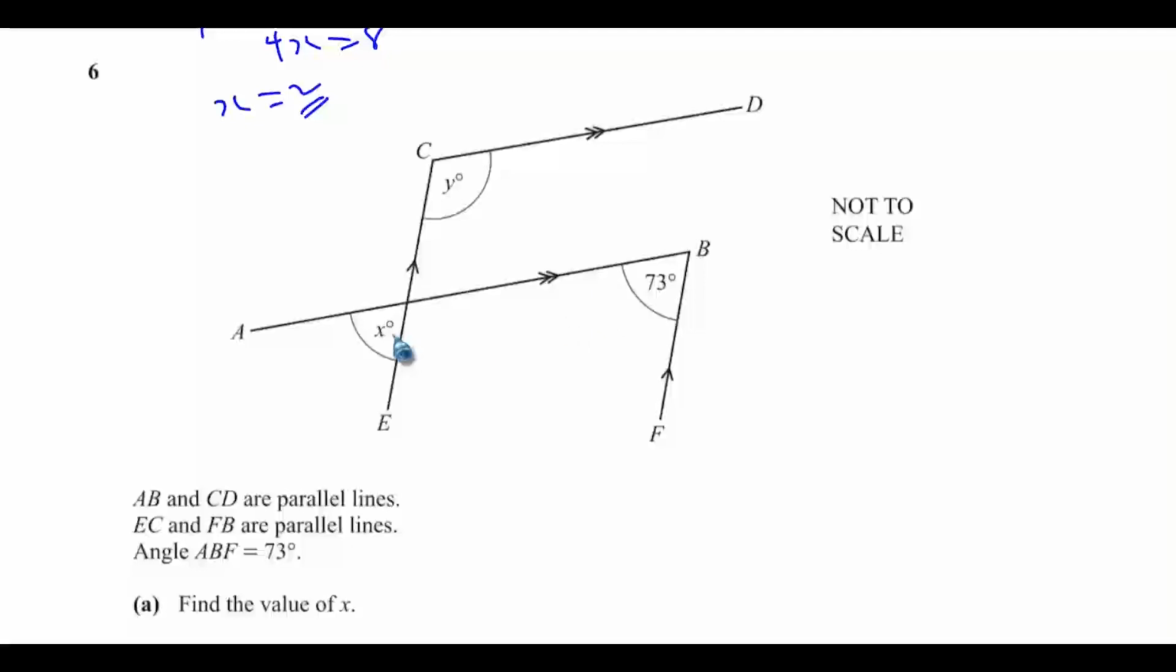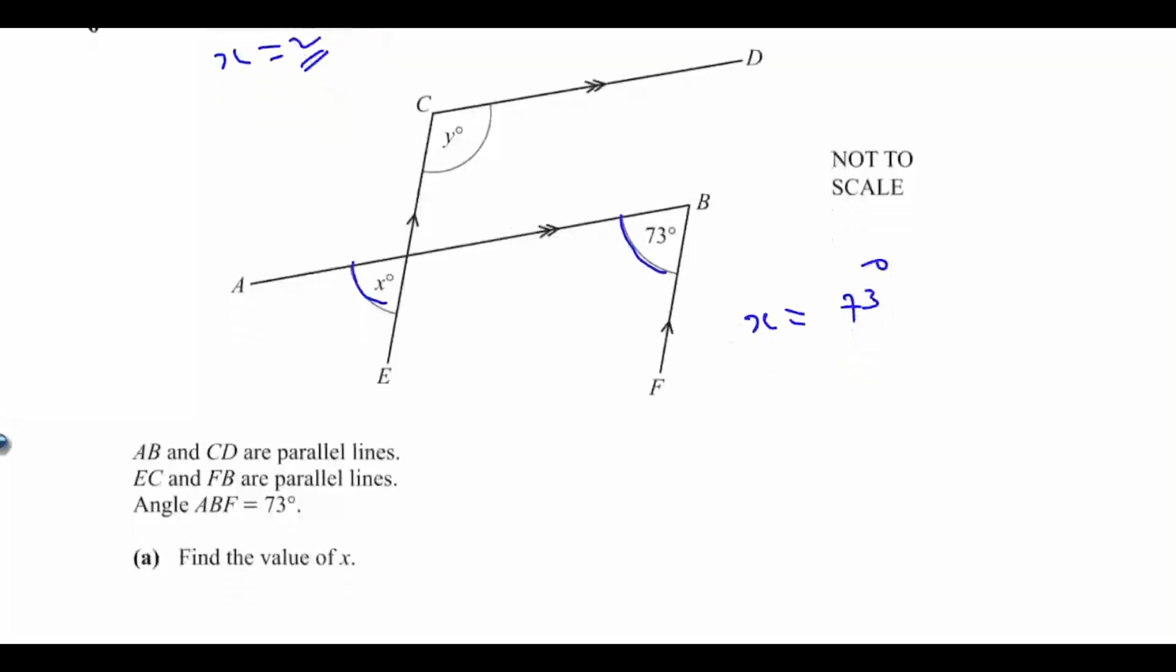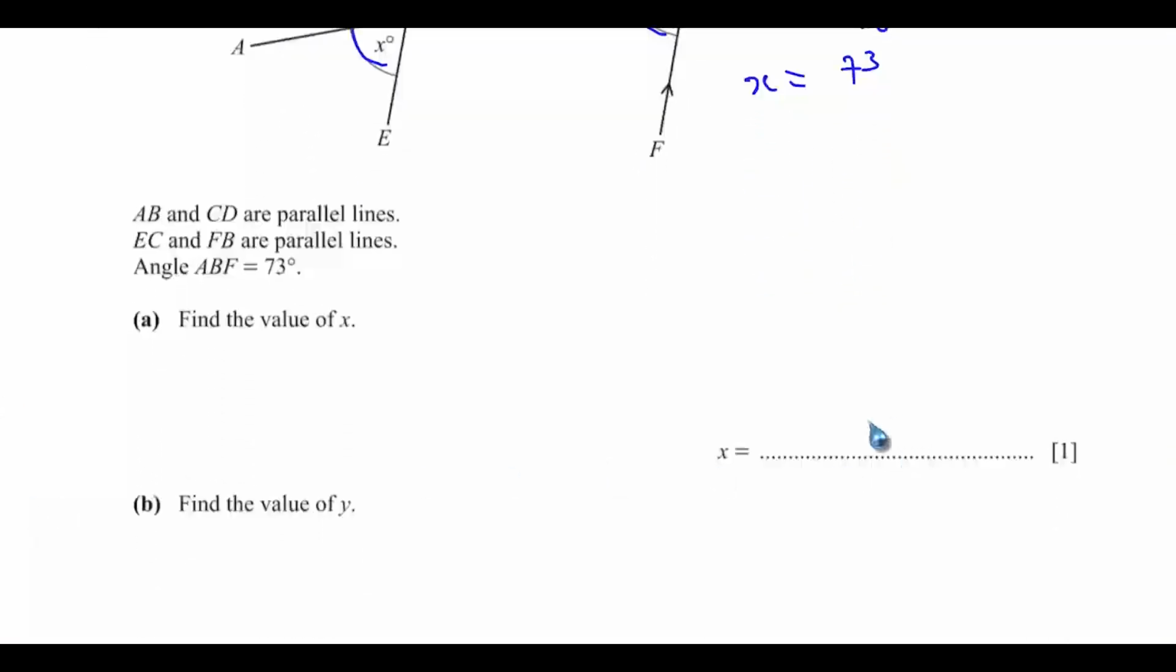Now if you look at x, it is equal to 73 because from this diagram, so let me put my cursor here, up from F to B, then down to A, then to E, you see the letter F there. So this angle here and this angle here are found in letter F. So that means they are corresponding angles. So x equals 73 degrees. So that is very straightforward. So I'll put 73 there.